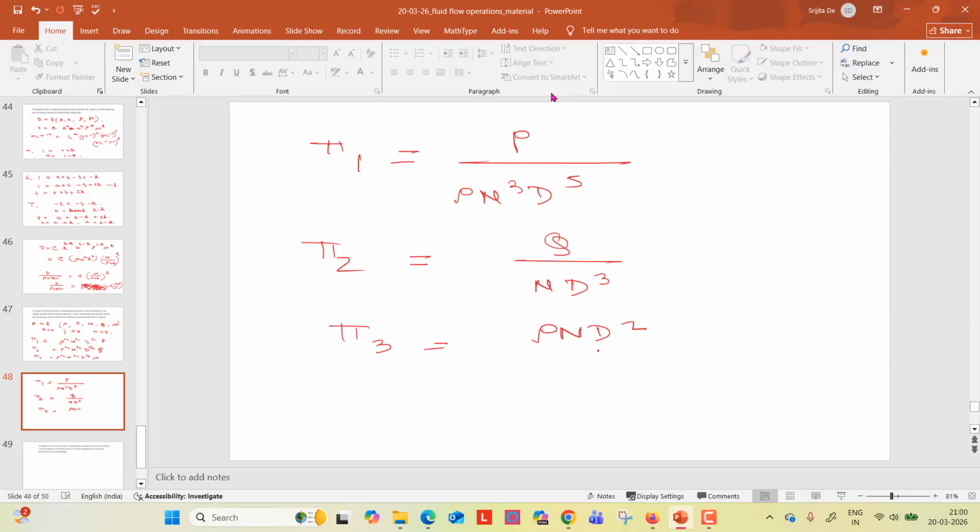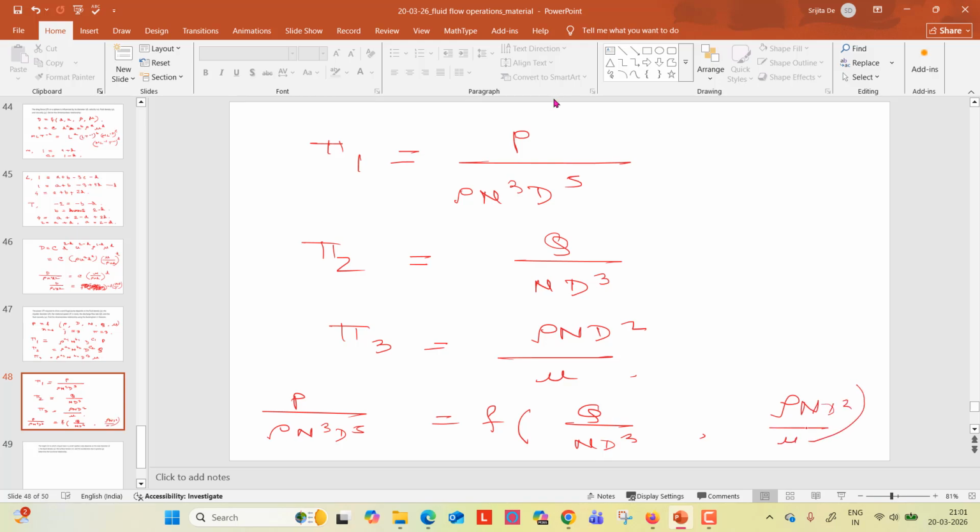So P by rho N cube D to the power 5 will be a function of Q by N D cube and rho N D square by mu. I think till now you have understood how to calculate these things, how to compare their units, right? And how you are getting this, right? So do it. The capillary rise problem is also the same. Next one.